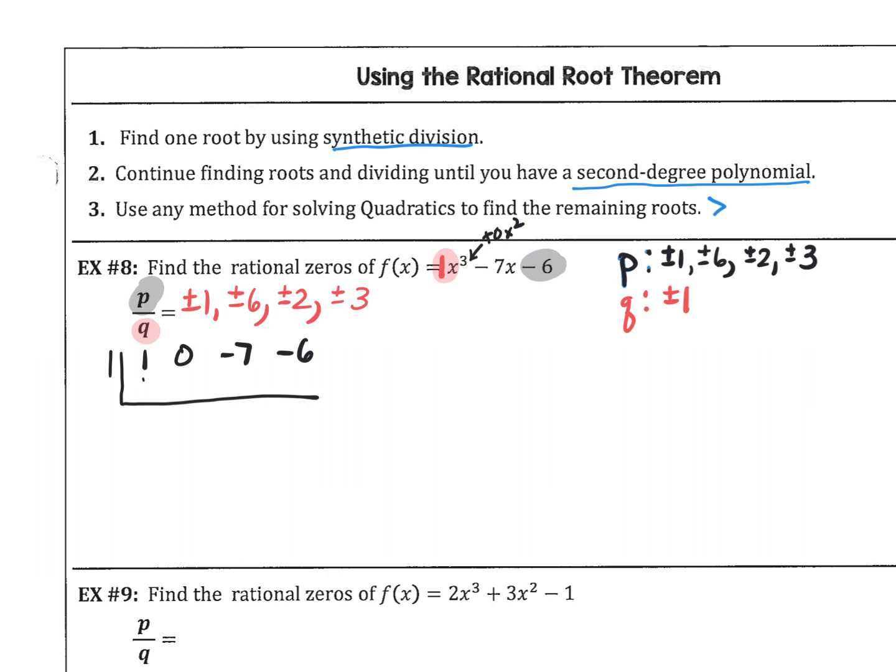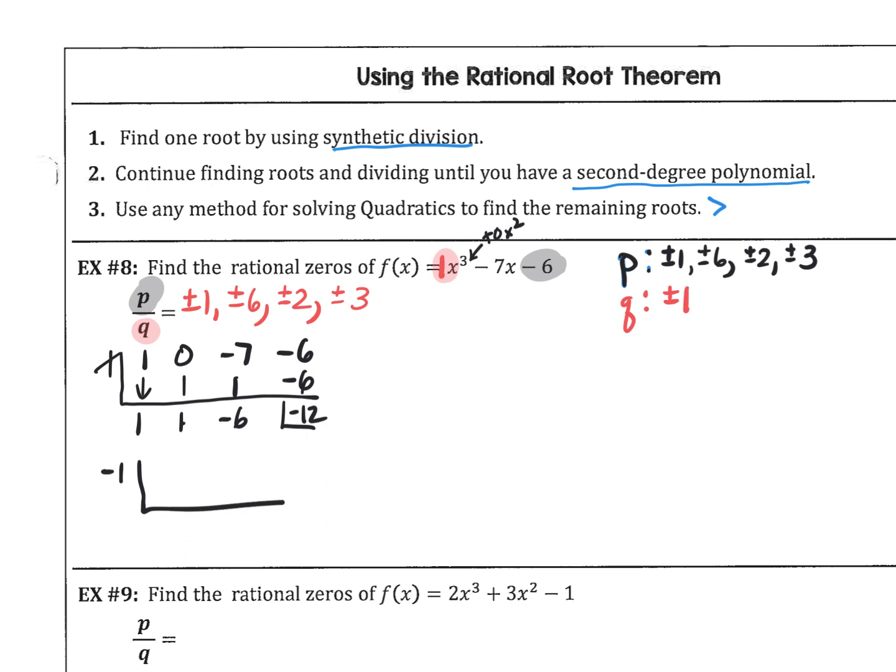So now let's very quickly do this. Bring down 1. 1 times 1 is 1. 0 plus 1 is 1. 1 times 1 is 1. -7 plus 1 is -6. 1 times -6 is -6. And this is not 0, is it? So is 1 a factor? Nope. So guess what? We go to the next one.